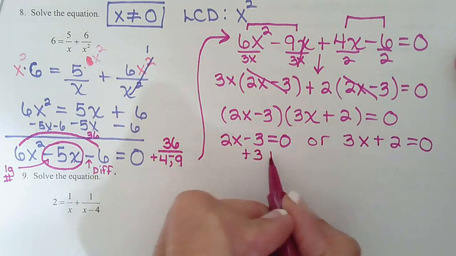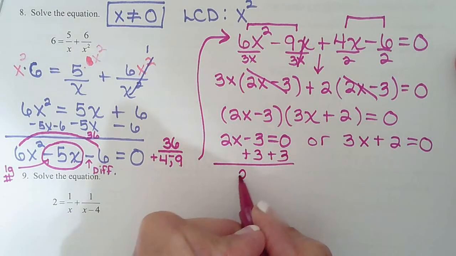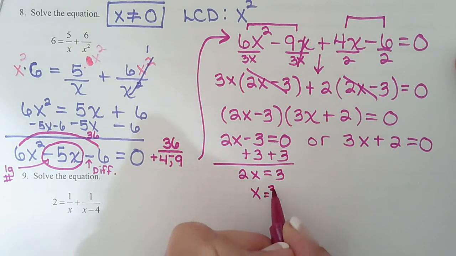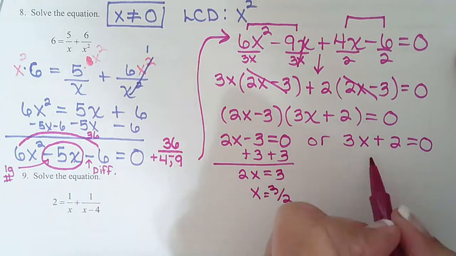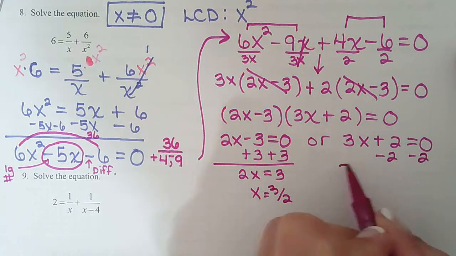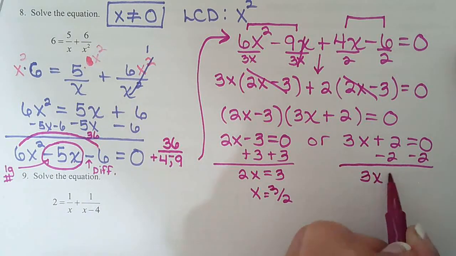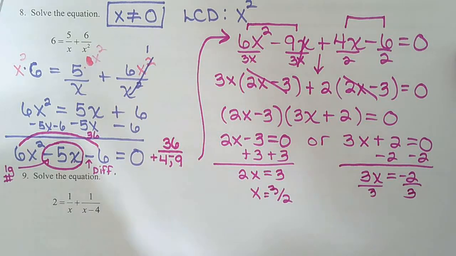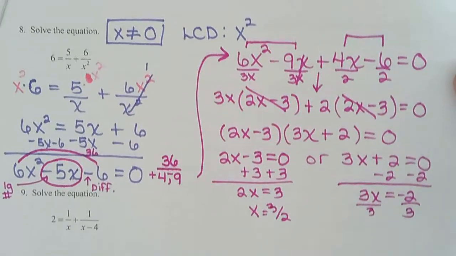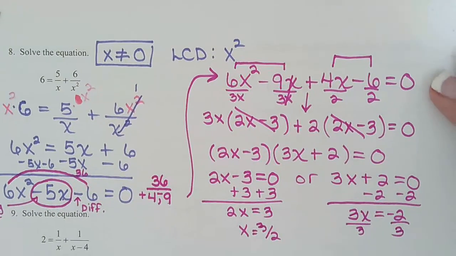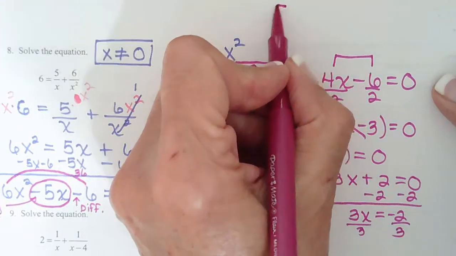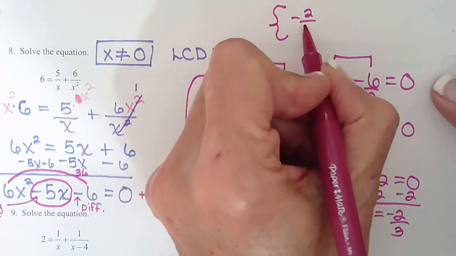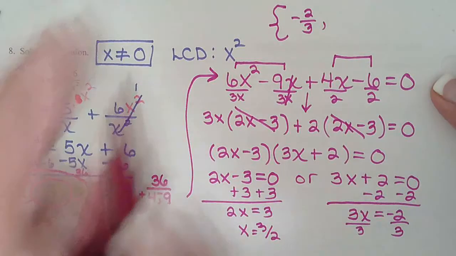Add 3, and we get 2x equals 3, x equals 3 halves. Whoops. Or subtract 2, 3x equals negative 2. So x is negative 2/3. And those would be my two solutions. So let's go up here so we don't take more of the room off the problem and write our two solutions. So negative 2/3 and positive 3 halves.